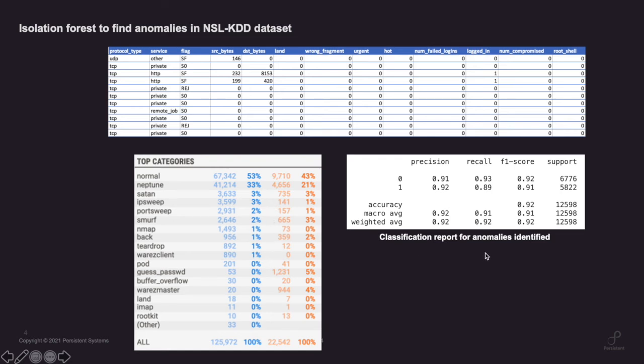So we trained an isolation forest algorithm, which basically just tries to find if it is normal or an anomaly, and we had to do some feature engineering for that. But once the model is trained, we get a pretty good precision and recall in the 90% range.